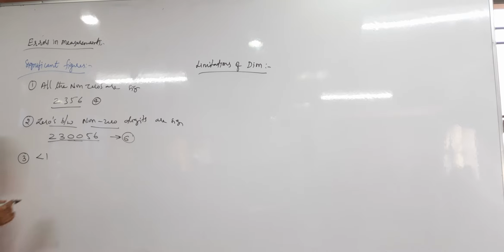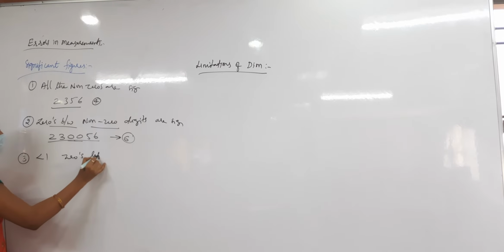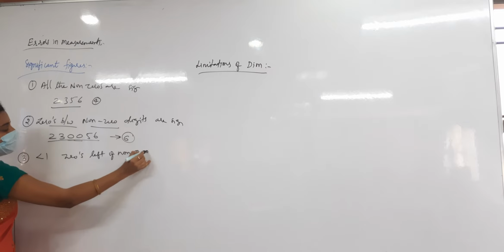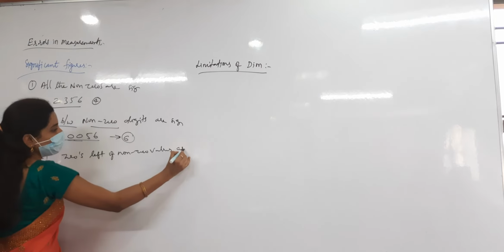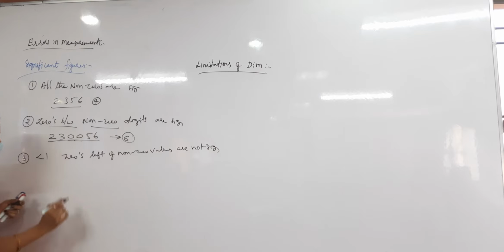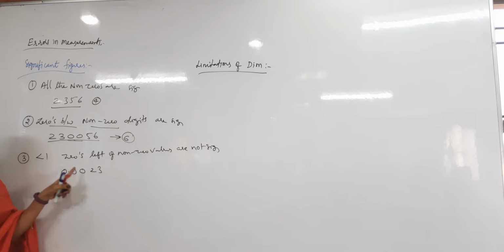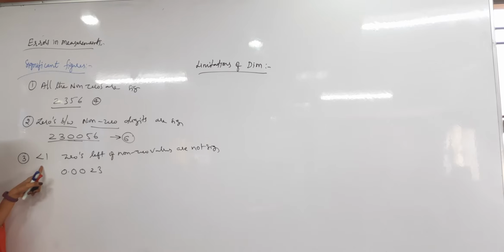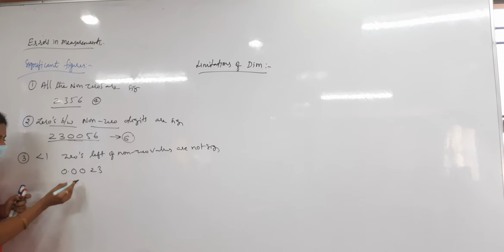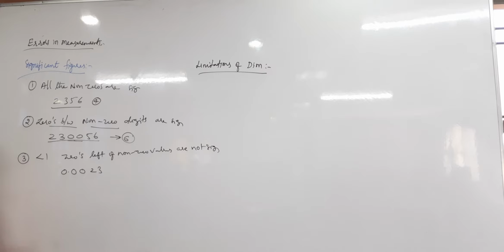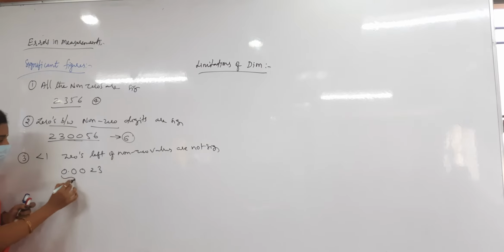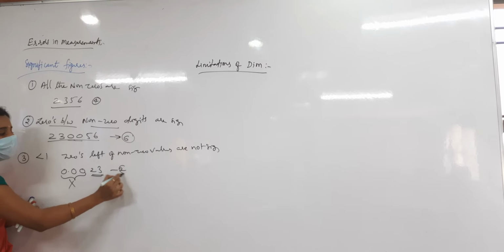So whenever the value is less than 1, the zeros to the left of the non-zero values are not significant. Understand by the example. I said less than 1, so I will take 0.0023. How many significant figures are there here? Only 2. Whenever you have a decimal and the value is less than 1, all the zeros on the left side of the first non-zero value, these 3, are not significant. So which are significant? Only 2 and 3.